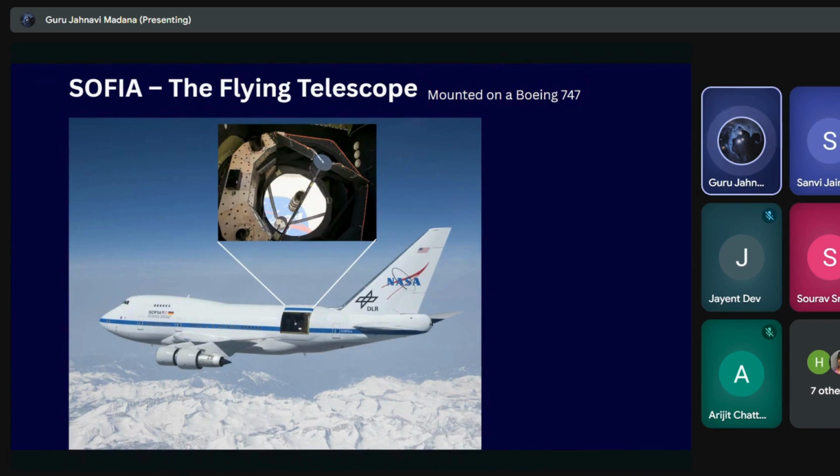So here comes SOFIA, the flying telescope. It's mounted on a Boeing 747. SOFIA was an infrared telescope strapped to a Boeing 747, flying above 99% of Earth's water vapor. Now, it had a garage-sized door that opened mid-air, so the telescope could observe space while cruising at 40,000 feet. SOFIA retired in 2022, but it was one of the coolest observatories in the skies.